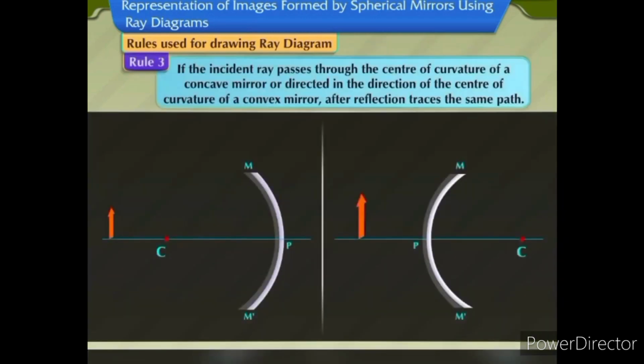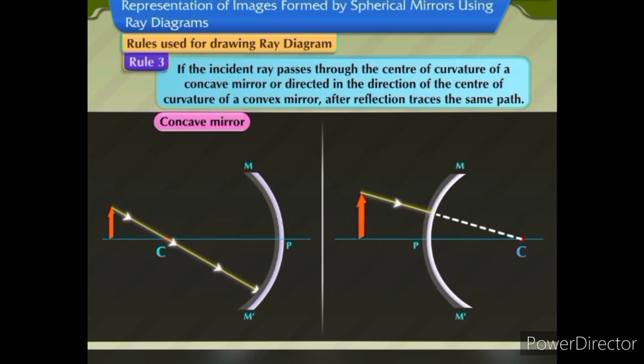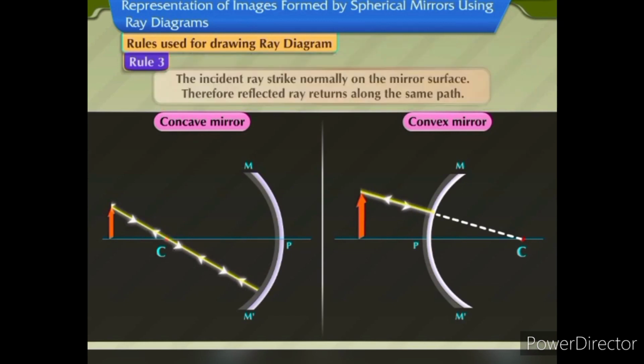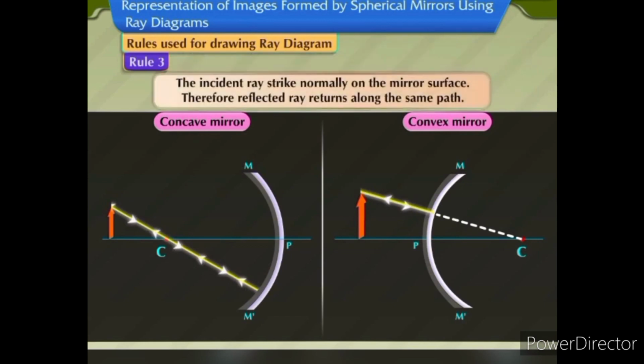Rule 3. If the incident ray passes through the center of curvature of a concave mirror or is directed in the direction of the center of curvature of a convex mirror, after reflection it traces the same path. Here the incident ray strikes normally on the mirror surface. Therefore, the reflected ray returns along the same path.